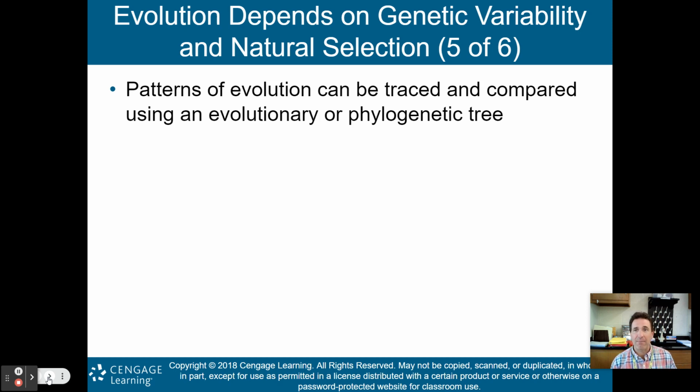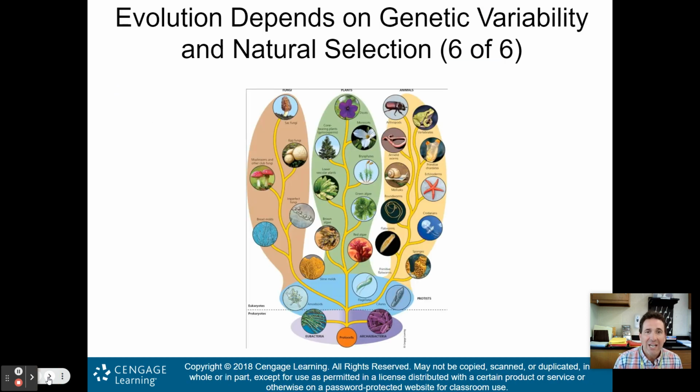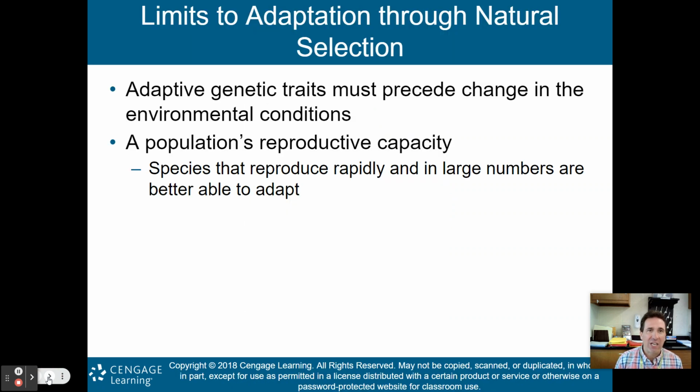Patterns of evolution can be traced and compared using an evolutionary or a phylogenetic tree. And this is basically a simplified phylogenetic tree, or tree of life, here on planet Earth. Basically, we have 6 major kingdoms of organisms here on planet Earth. And again, genetic variability and natural selection have led to all the different types of life, all the different biodiversity that we have here on planet Earth.